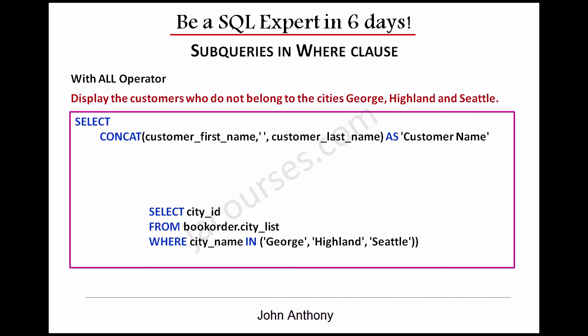The main query will be to display the customer names, which you can see. Then the FROM clause will be FROM the customer list table, as the customer list table has got the customer name. Now we have to write the WHERE clause carefully. We are going to say WHERE city ID not equal to ALL subquery, which means when city ID is not equal to any of the values George, Highland or Seattle, then only the output will be displayed.